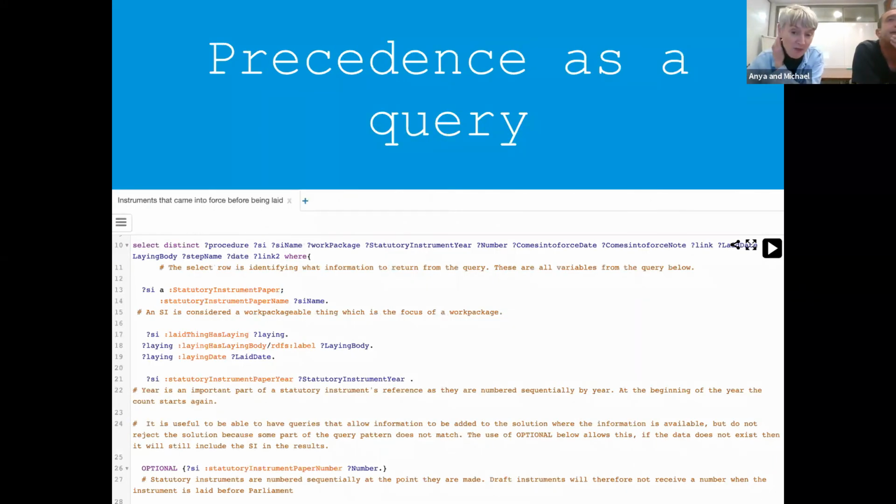We also have a pot of data that we can query for precedent. Some of you might recognize this is a SPARQL query. This is something we actually use to support staff working across Parliament, people who are answering questions about statutory instruments, and people who are managing the procedure of statutory instruments going through Parliament.